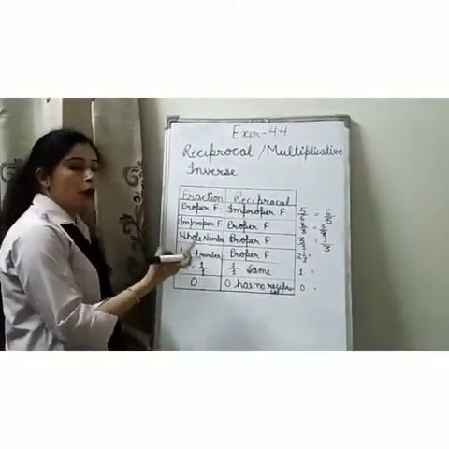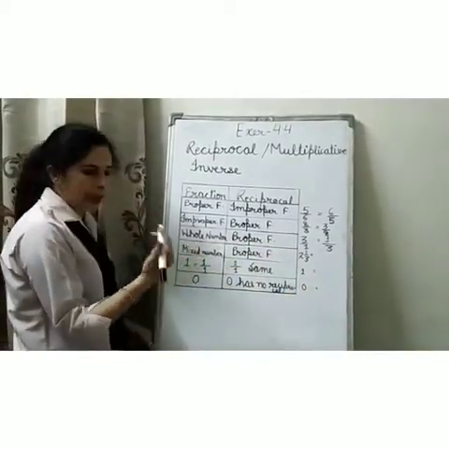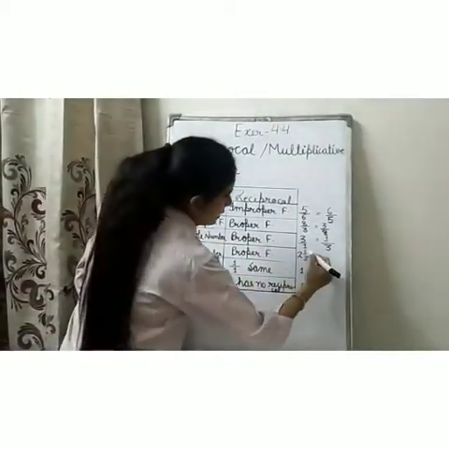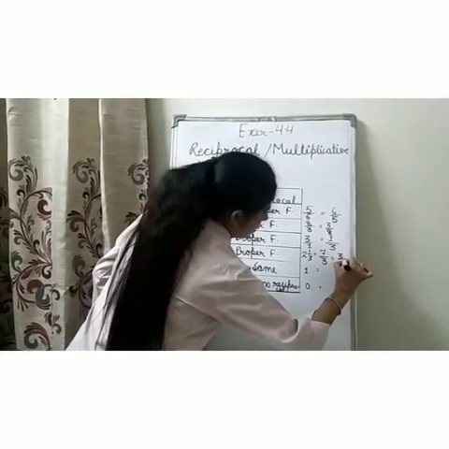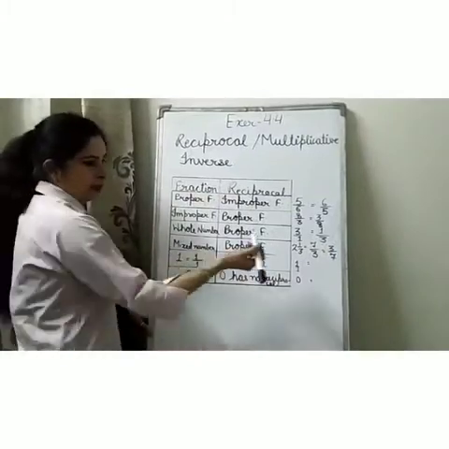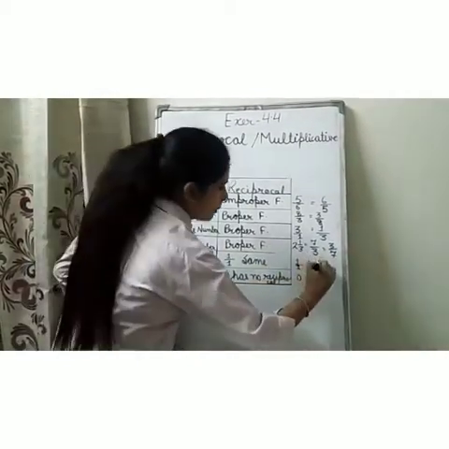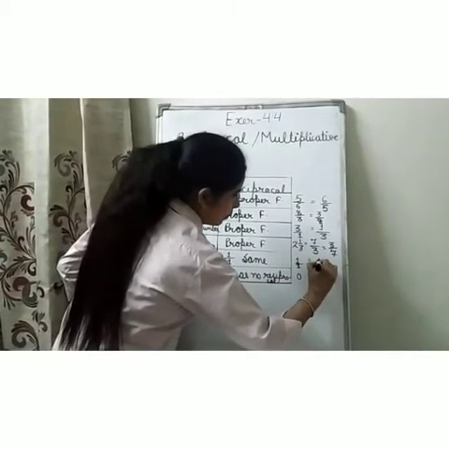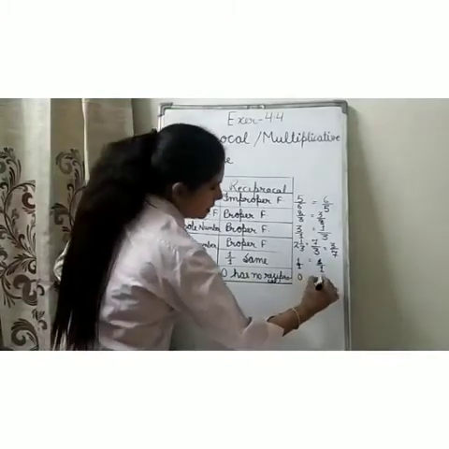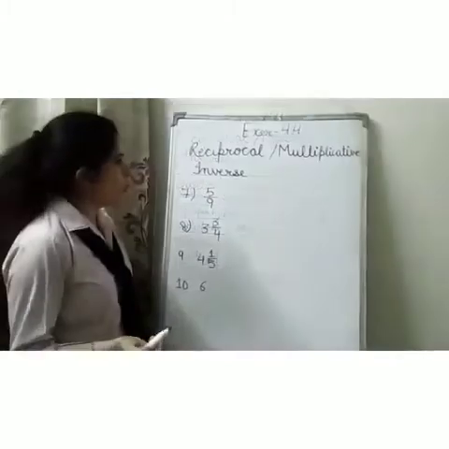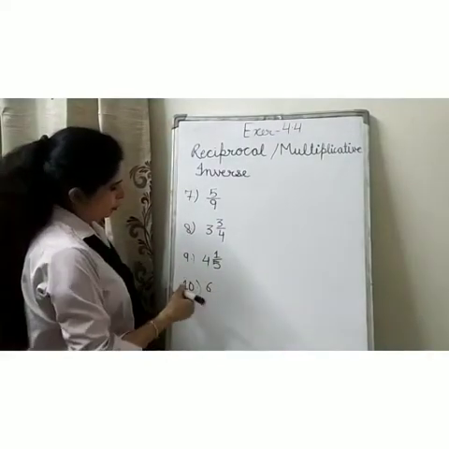A mixed number will become a proper fraction. See how? A mixed number, when we convert it, becomes an improper fraction. 3 twos are 6 and 1, 7 over 3, and the reciprocal will be 3 over 7. 1 is a whole number and the fraction of 1 is 1 upon 1. Reciprocal is also the same, 1 upon 1. Next, 0 has no reciprocal. 0 has no reciprocal.